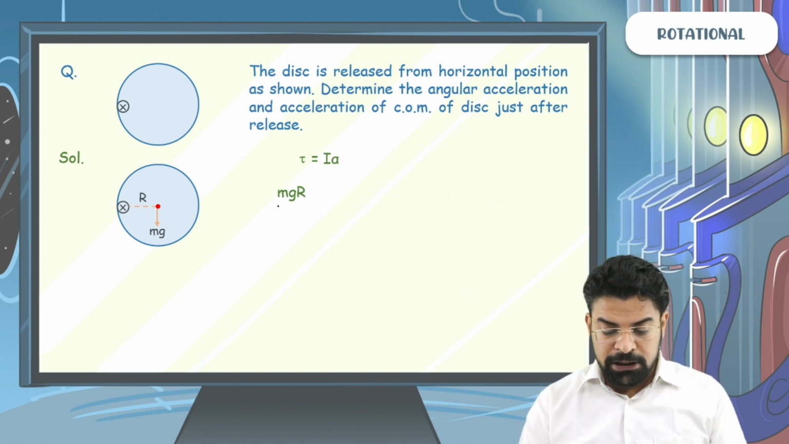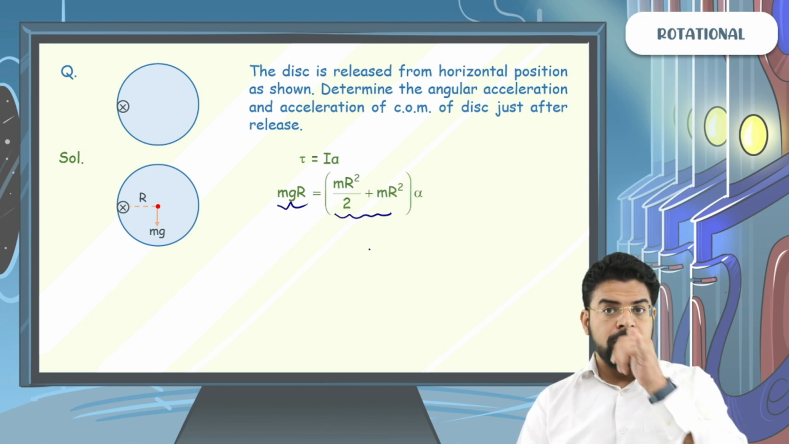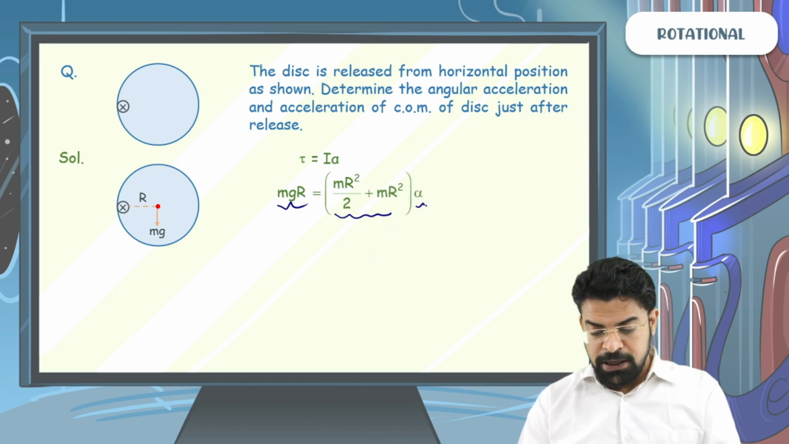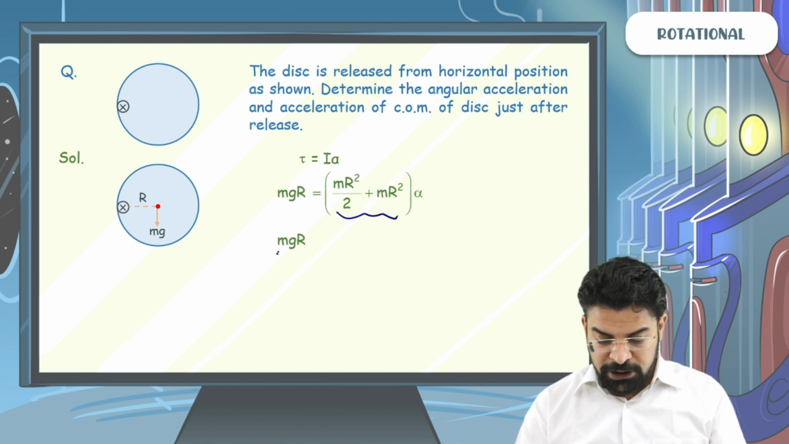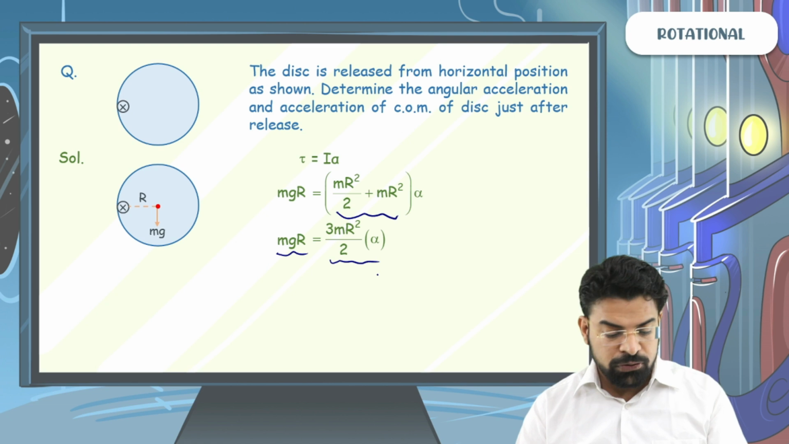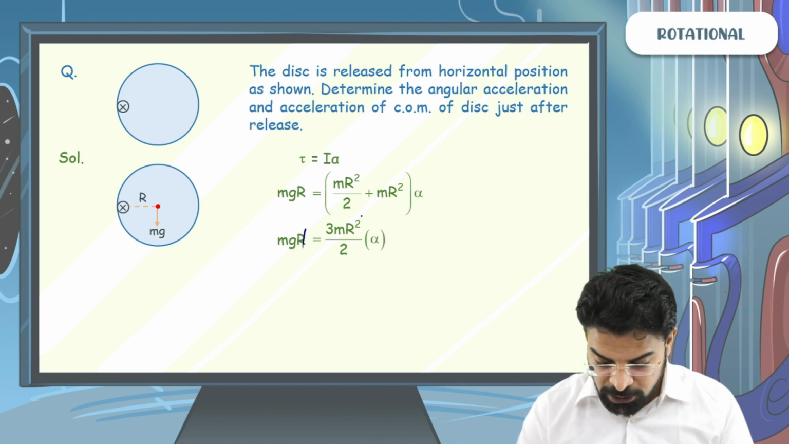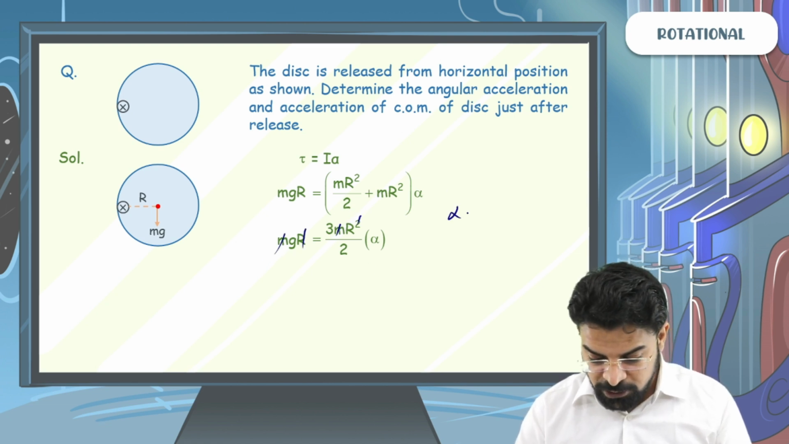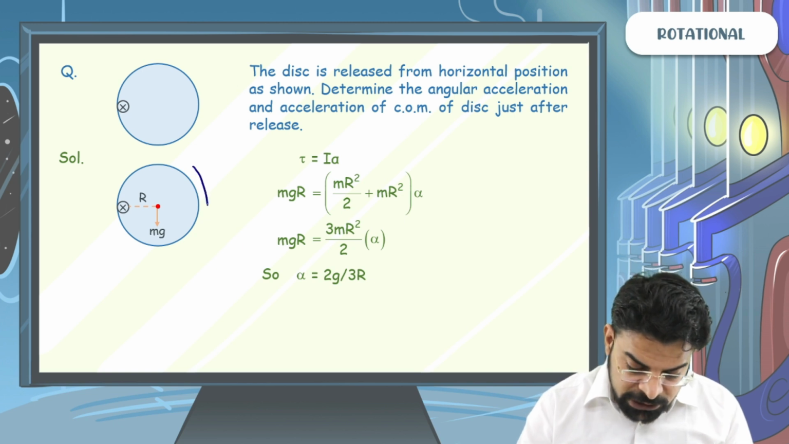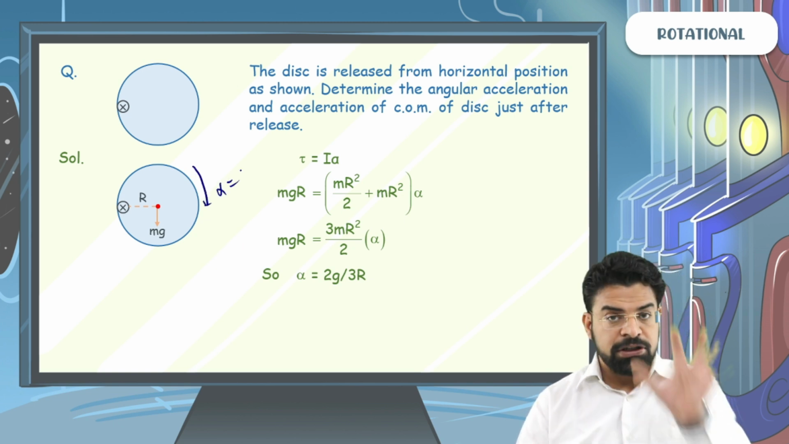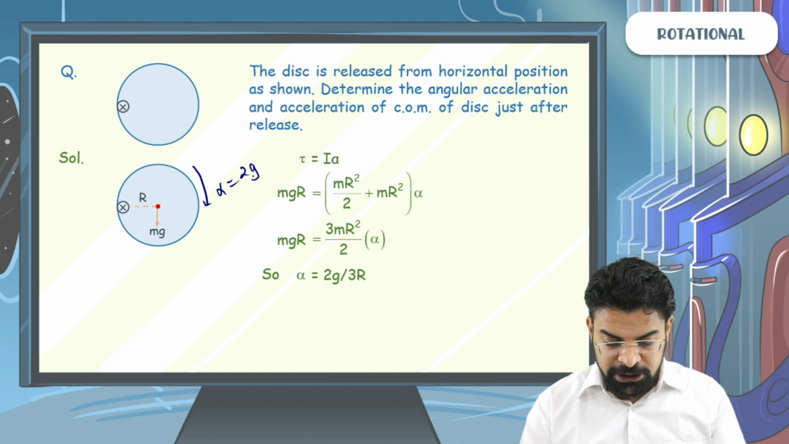So you can write torque acting equals I into alpha. I can be written as mr square by 2 about the center of mass plus mr square, into alpha. So this whole quantity becomes 3 mr square by 2. So you can write mgr equals 3 mr square by 2 into alpha. Cancel out one r with one r, one m with one m. What you get is alpha equals 2g by 3r. So angular acceleration is 2g by 3r. So we know that just after release, the angular acceleration of this disk will be equal to 2g by 3r.